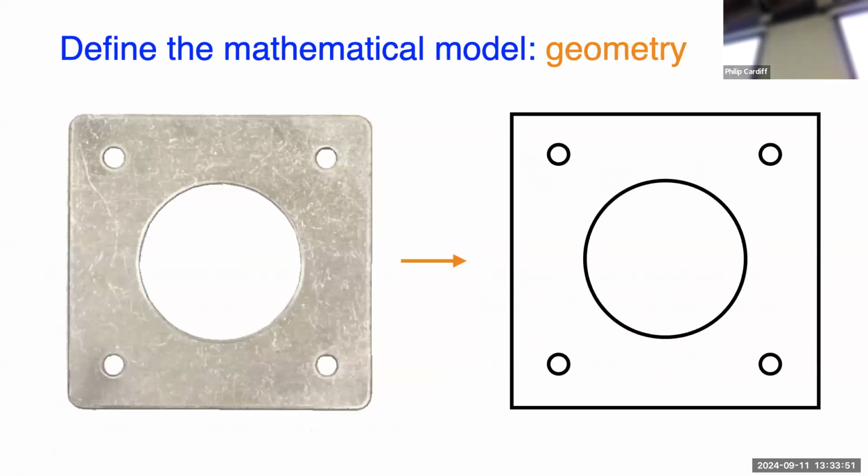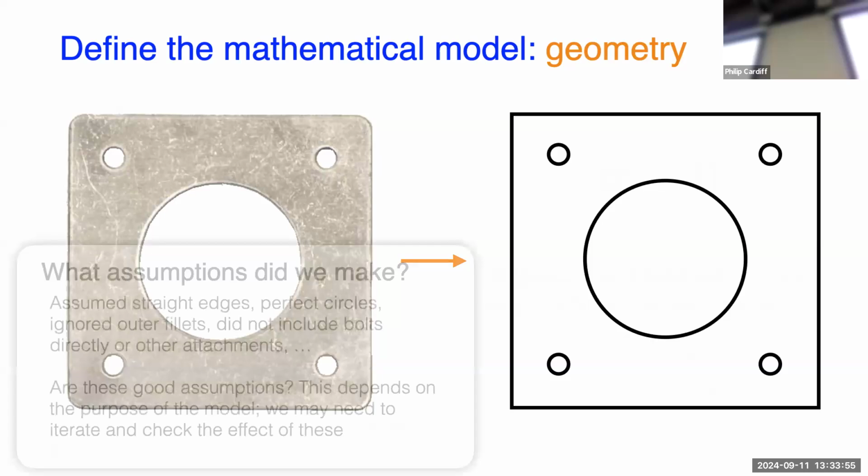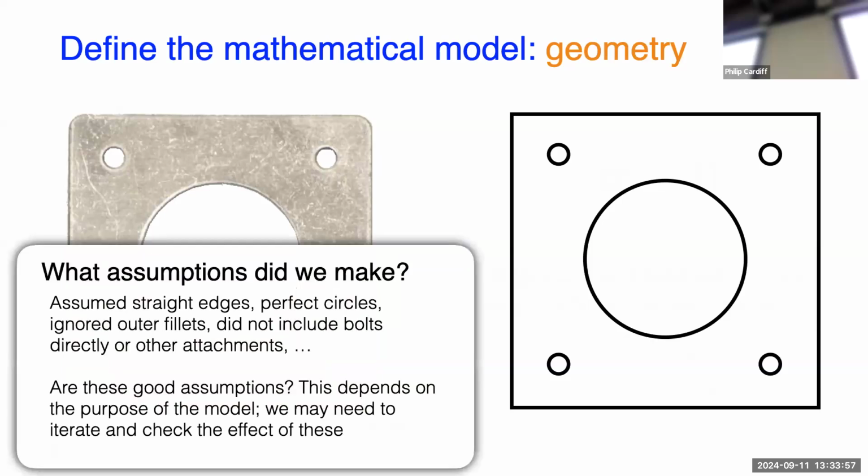Then the geometry. Okay, this is easy, you can draw this. But notice that I've also had to approximate the geometry. So maybe I didn't include these fillets. Are those fillets important? Maybe, maybe not. These circles maybe are not perfect circles. Is that important? There's certain surface roughness. Is that important? Do I have to include the bolts? I don't know, it depends how well I can describe the loading around.